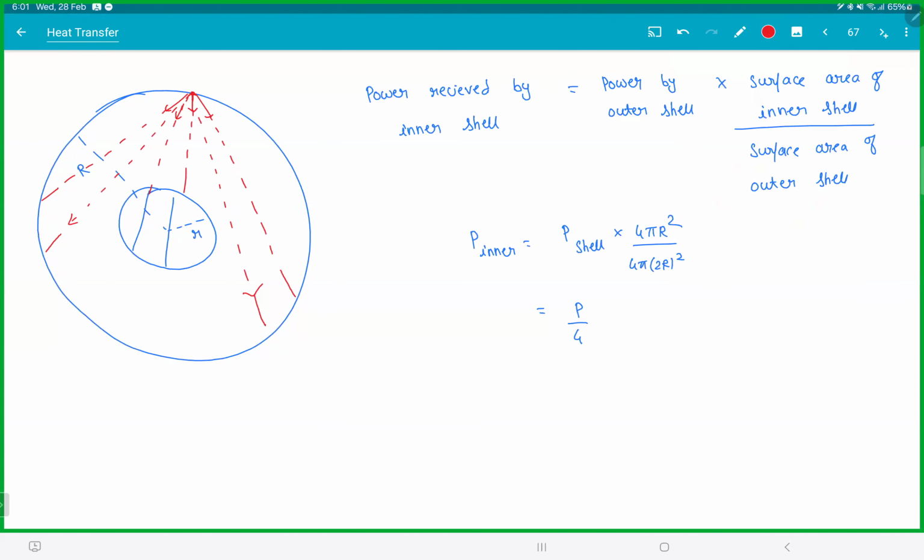All the radiation emitted by the outer shell will not go and fall on the inner shell because the photons are emitted in all directions. Anyone confused with this statement?